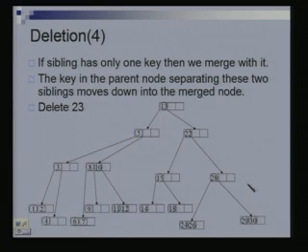Okay. Now what can happen? So essentially what we have done is we said one of the keys from the parent node is going to come down. But what if there was only one key in the parent node? Right, the same as before.